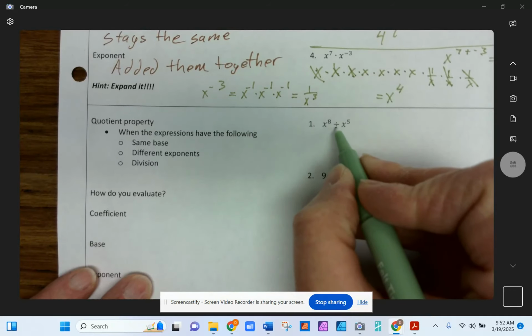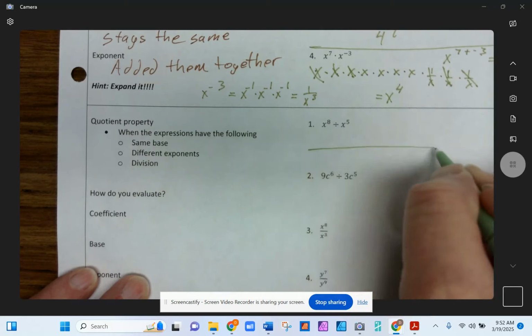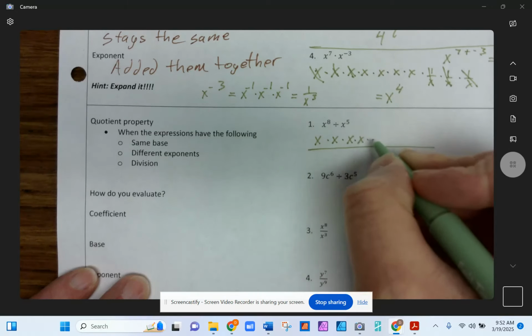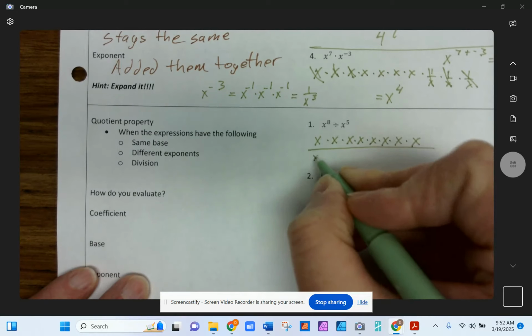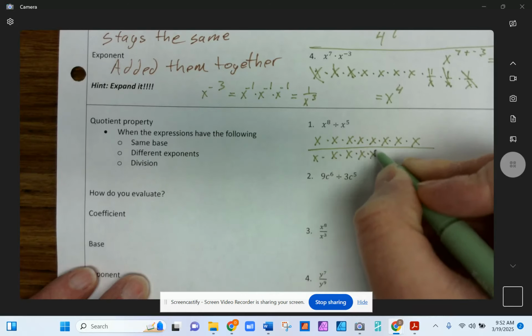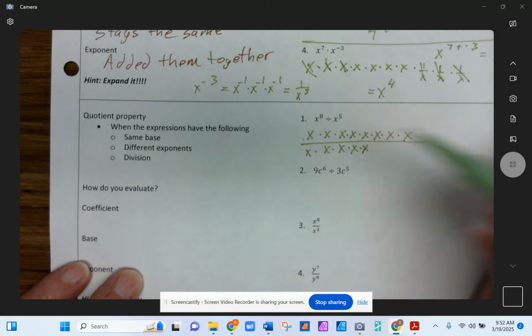Hopefully by now we realize that a division problem is just a fraction problem. So I'm going to put a big fraction bar here. I'm going to put 8 x's on top, and I'm going to put 5 x's on the bottom. And the idea here is that you should realize that anything divided by itself is going to be 1.